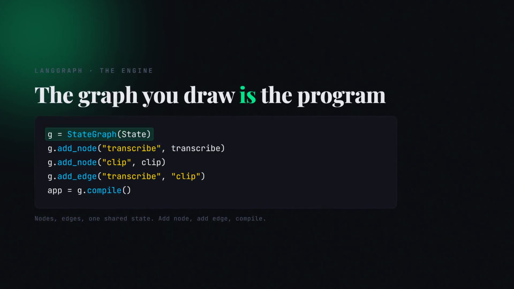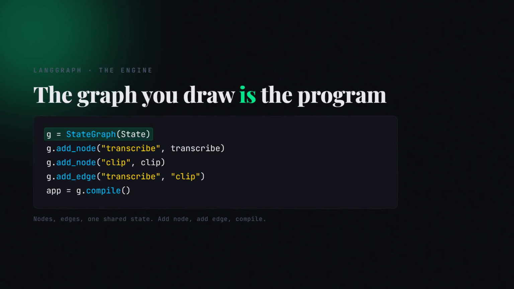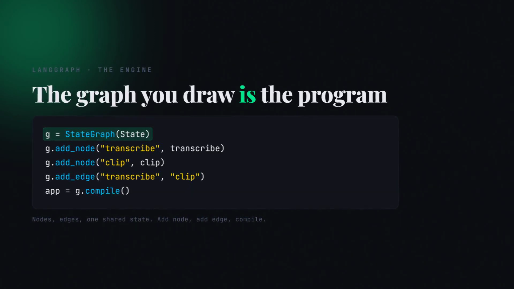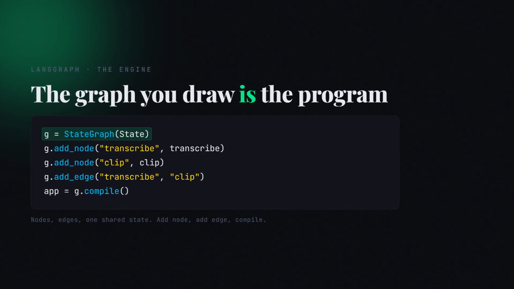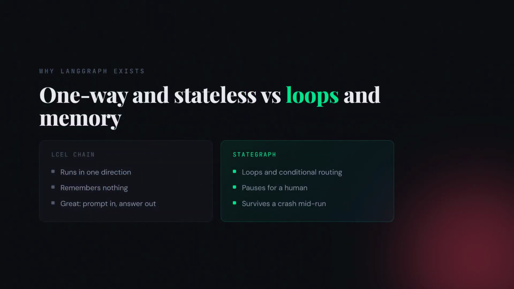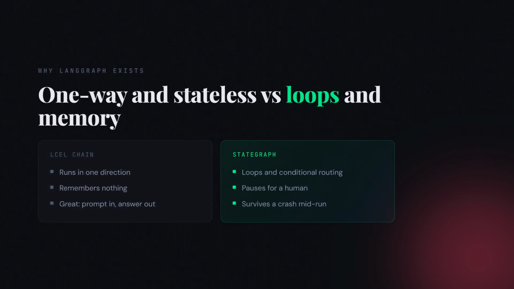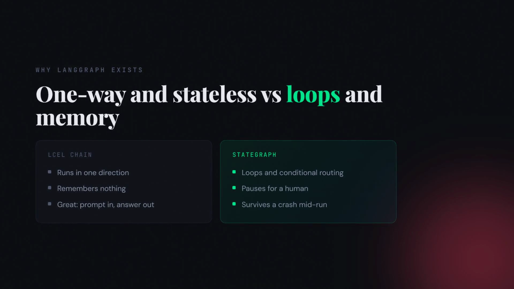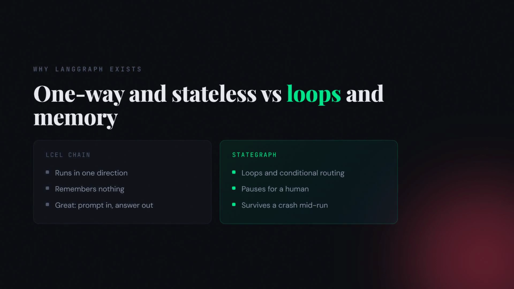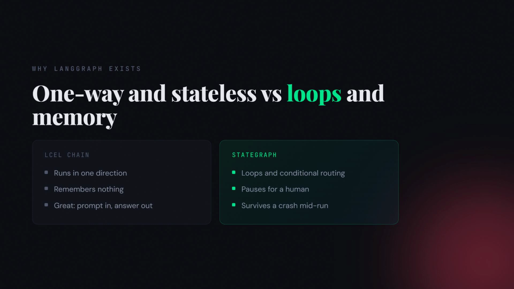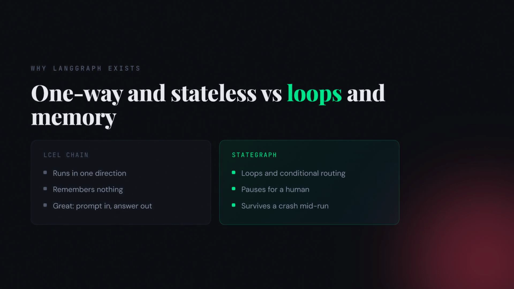And the code reads exactly like the picture. Add node, add edge, compile. The graph you draw on the whiteboard is the program. And that's exactly why LangGraph exists. An LCEL runs in one direction and remembers nothing, which is great for prompt in, answer out, and terrible at loops, conditional routing, pausing for a human, or surviving a crash halfway through a run.